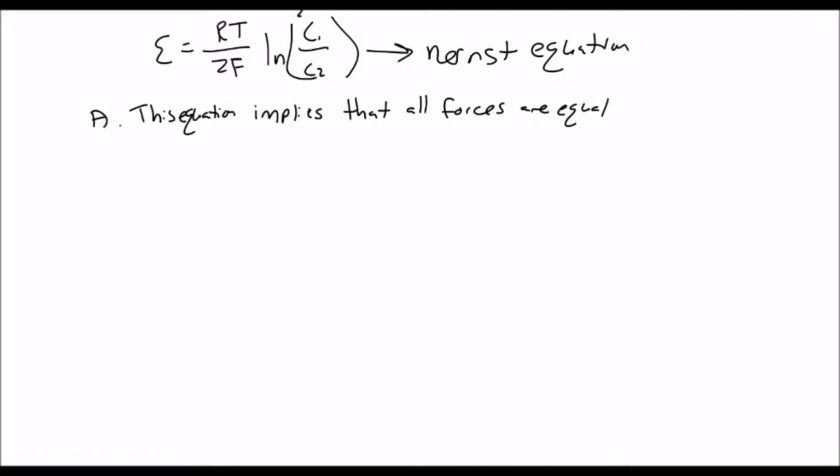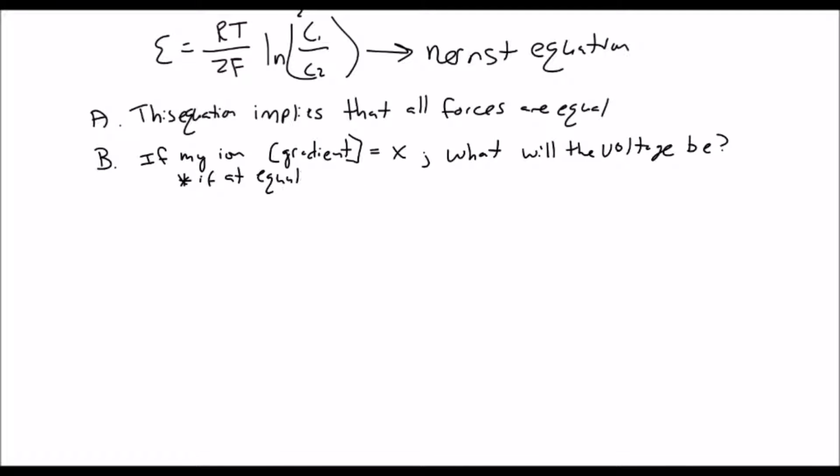whenever the equation is being used, you have to say that in this situation, all the forces will be equal. If the work of the concentration gradient is not equal to the work of the electric gradient, this equation doesn't apply. Second of all, we can ask the question, if my ion gradient is a certain concentration inside and a certain concentration outside, then what will the voltage be if that is at equilibrium?